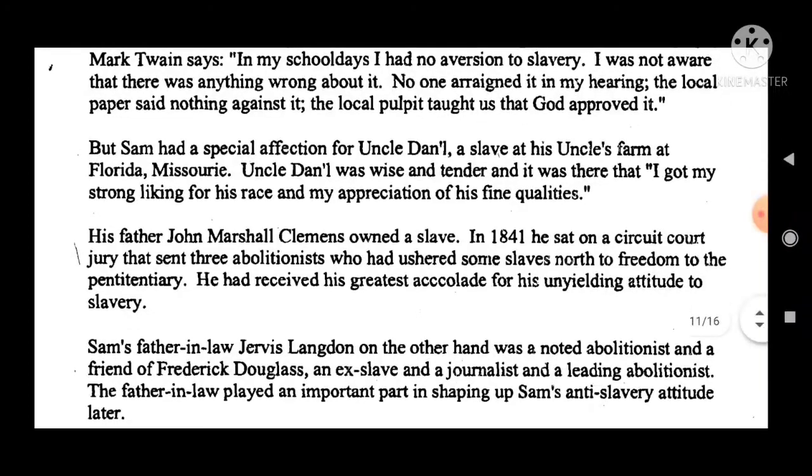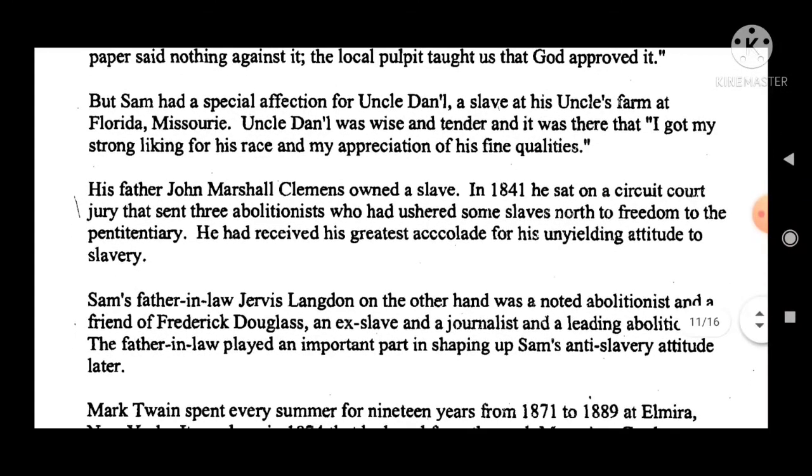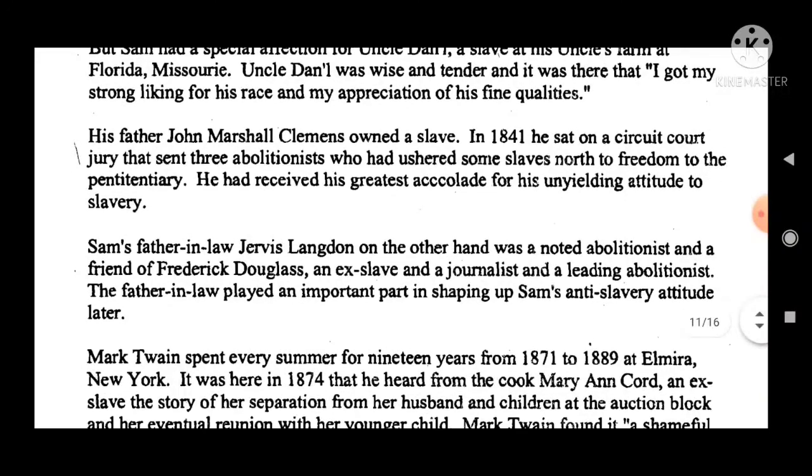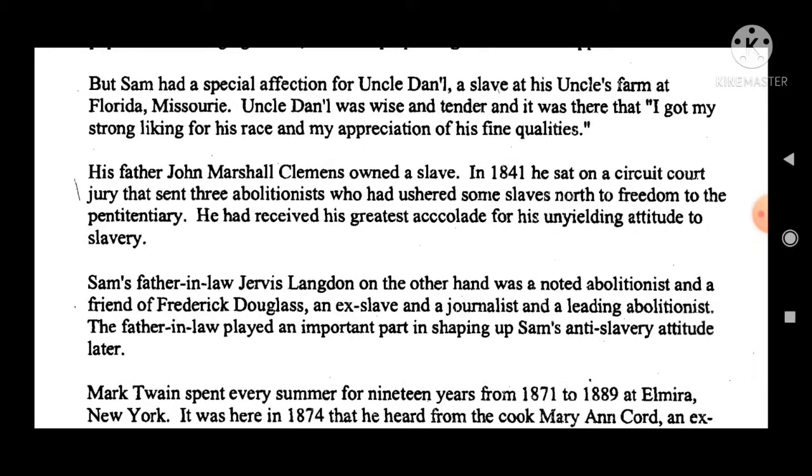The local paper said nothing against it. The local pulpit taught us that God approved it. But Sam had a special affection for Uncle Daniel, a slave at his uncle's farm at Florida, Missouri. "Uncle Dan was wise and tender, and it was there that I got my strong liking for his race and my appreciation of his fine qualities."